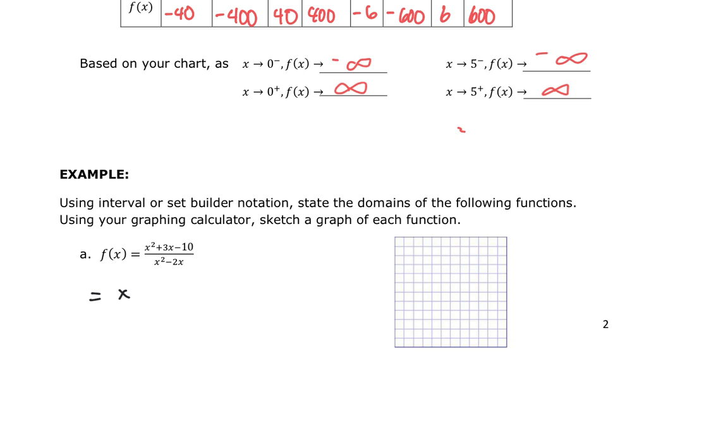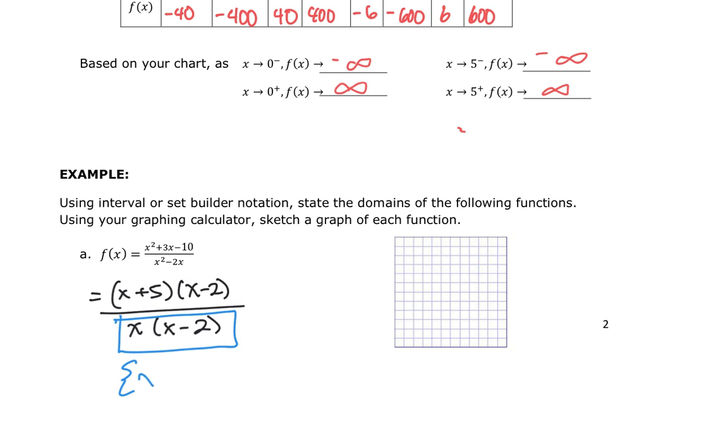just in case we have cancellations. So I have x plus 5 and x minus 2. In the denominator, I factor out an x, leaving me x minus 2. Now I'm going to caution you. At this point, before we do any cancellations, we need to define the domain, before any kind of simplifications with the numerator. So this is going to produce x such that x cannot equal 0 and x cannot equal 2.